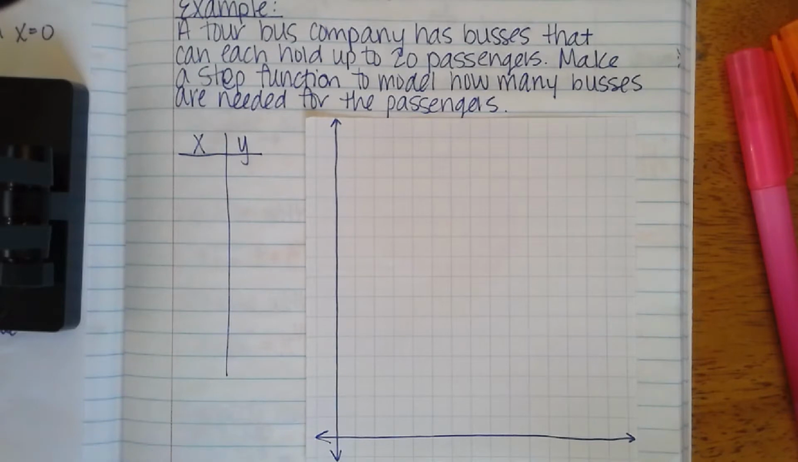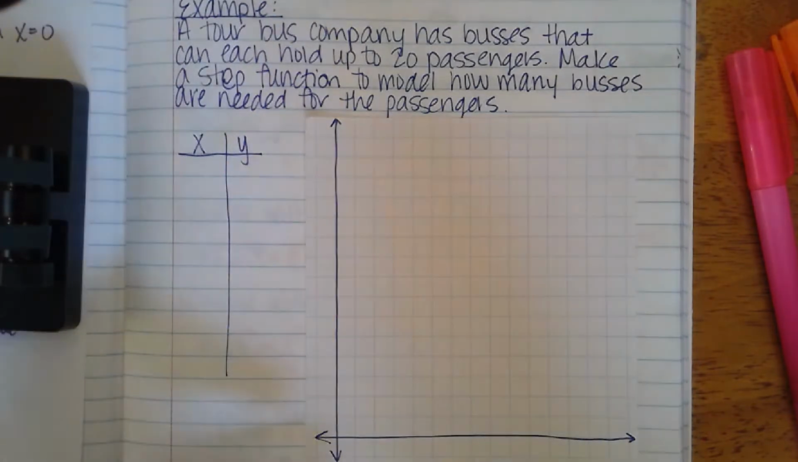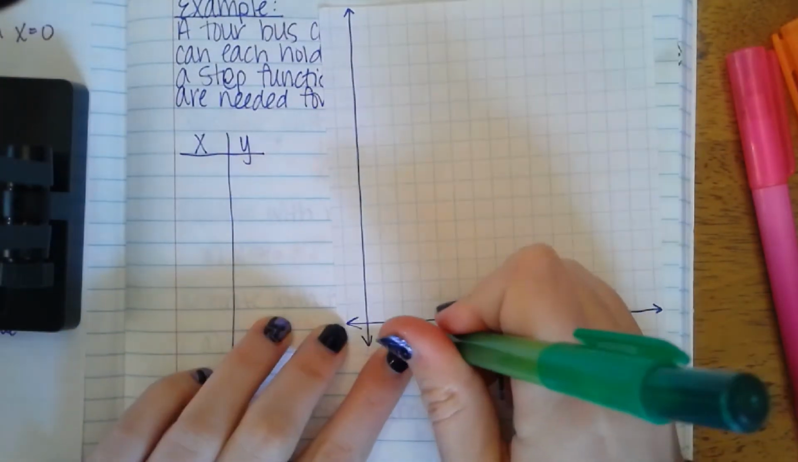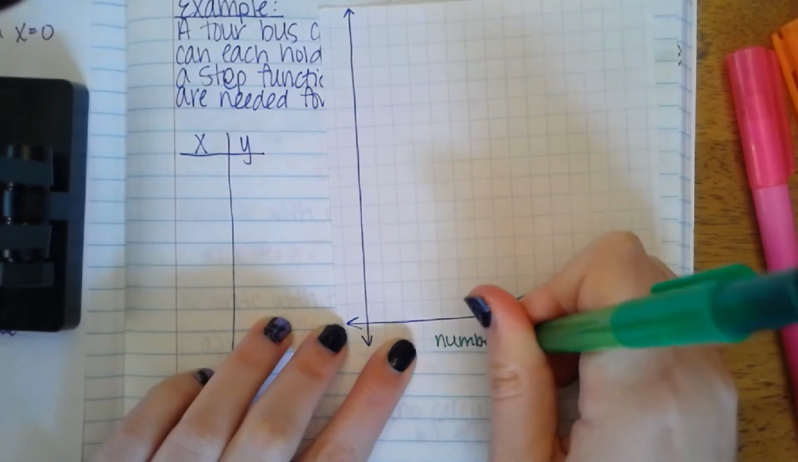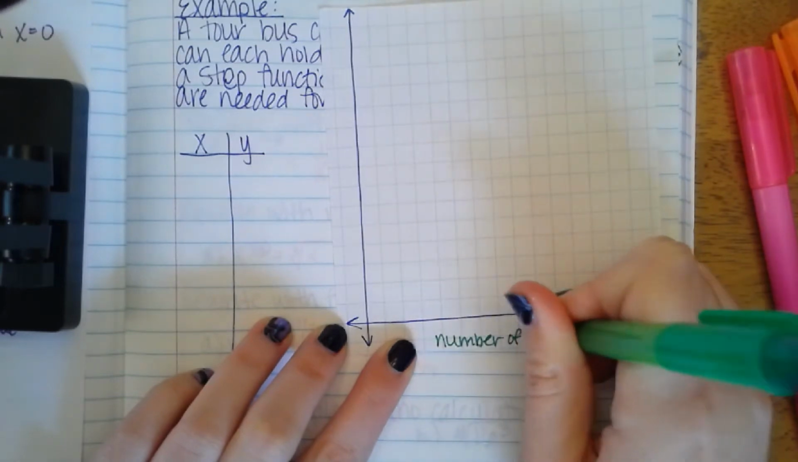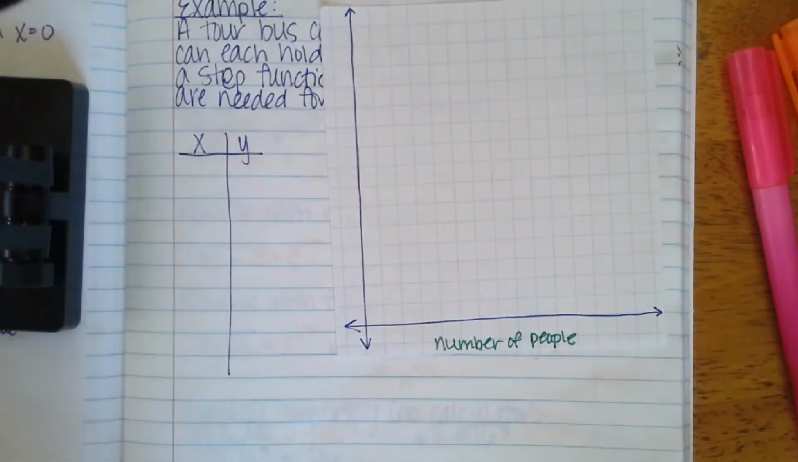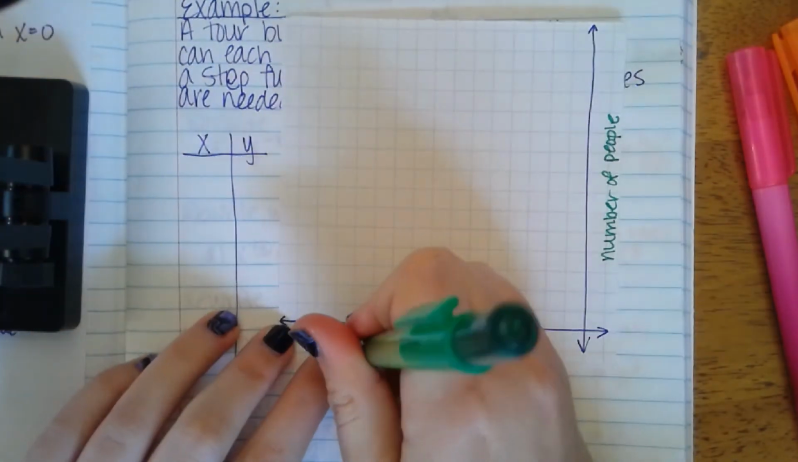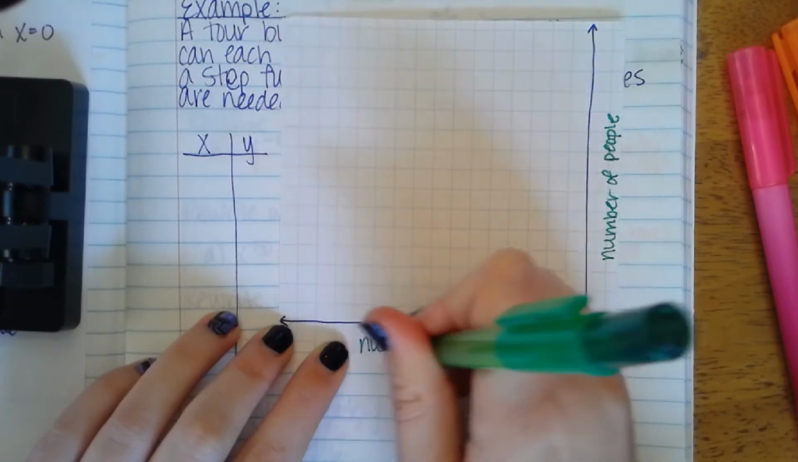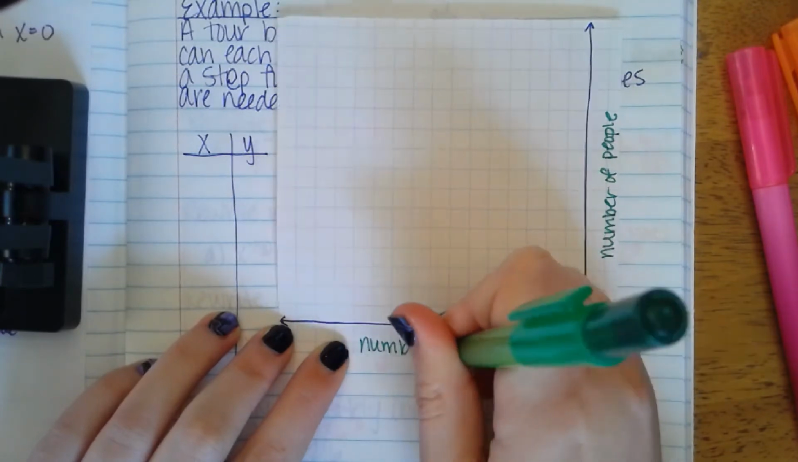So we're going to start by talking about our x and y variables. Our x variable is going to be our independent variable. For our situation specifically, that's going to be how many people are going to be on that bus. So underneath here, we are going to write number of people. And then our dependent variable is going to be our number of buses, because the number of buses is going to depend on how many people we have.